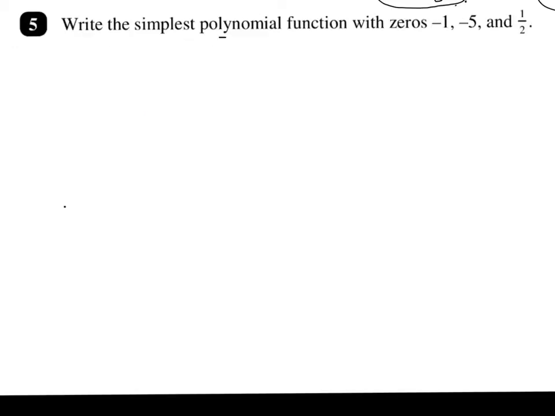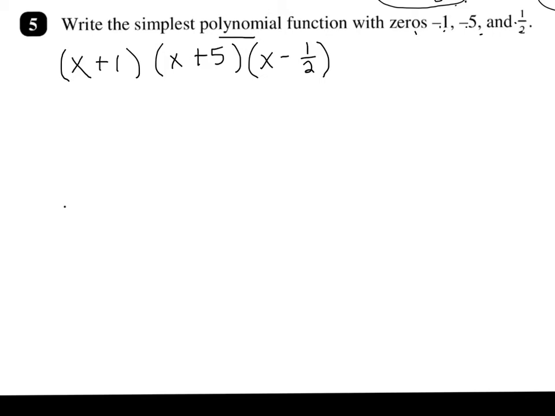To write a polynomial with the given zeros, it means that we have to take these zeros, turn them into factors, and then we'll multiply those factors together. So there's 3 of those, so we're going to have 3 factors. And remember, when we go from the zeros to the factors, we have to flip the signs. So it won't be x minus 1, it's going to be x plus 1. It will be x plus 5. And the last factor will be x minus 1/2 because it started off as positive 1/2.